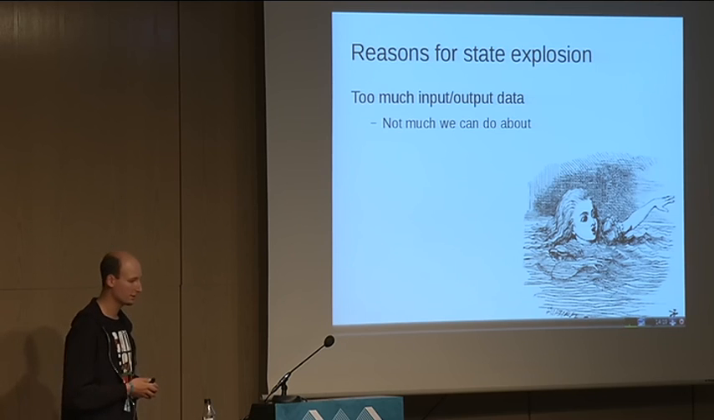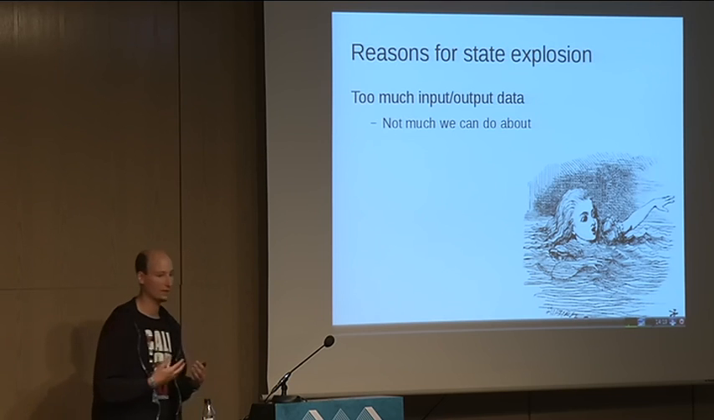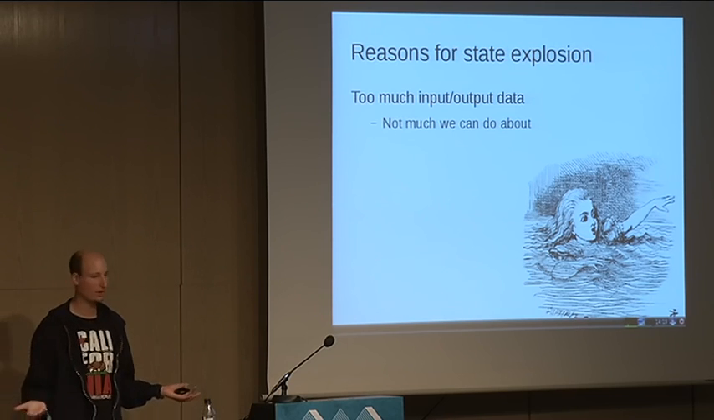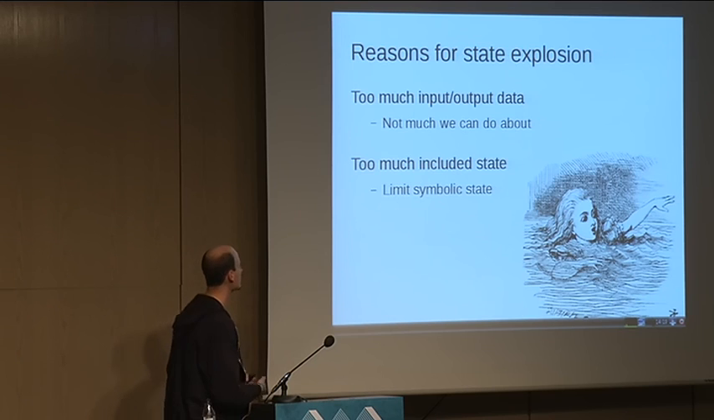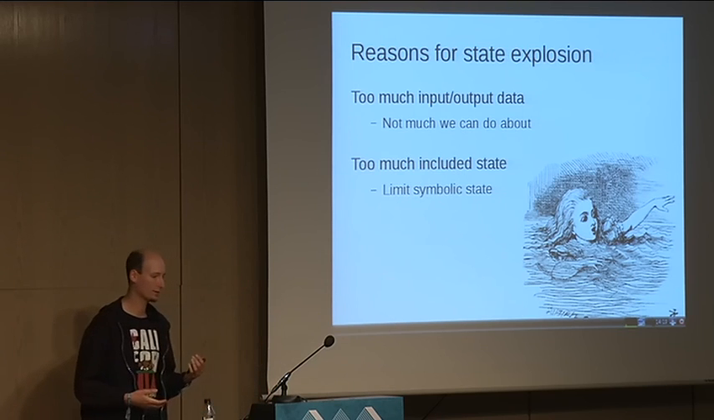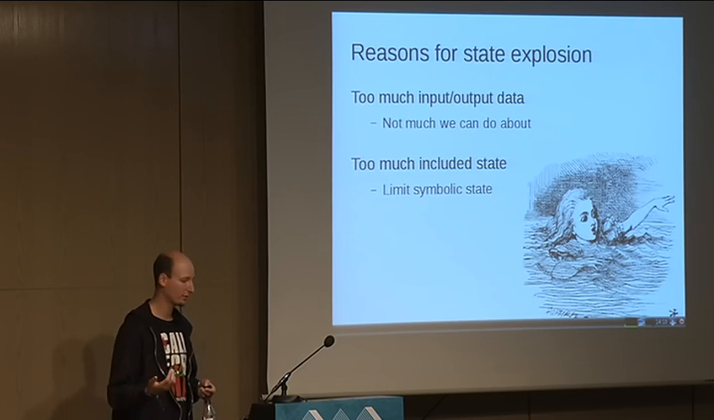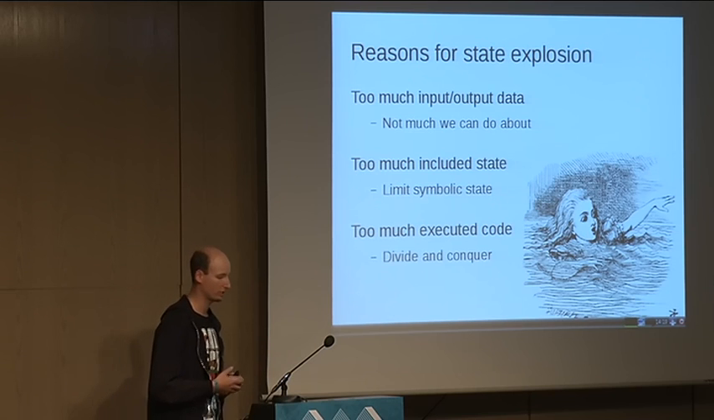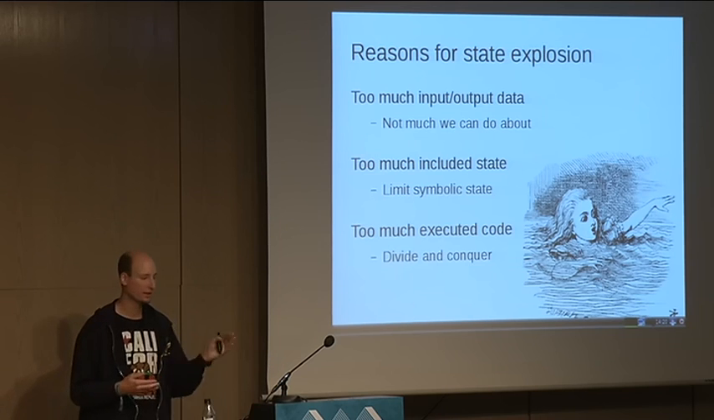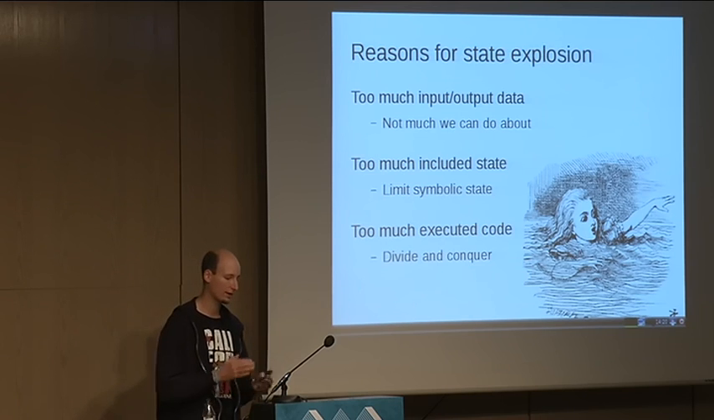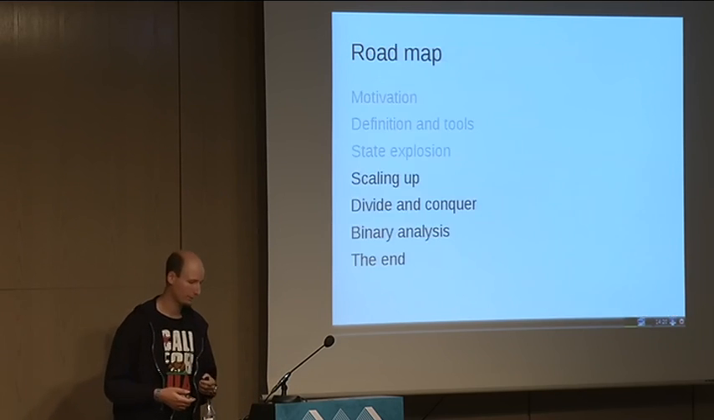So one of the reasons for the state explosion is there's too much input or output data that we're interested in. And there's not much we can do about that. That's why we wanted to scale in the first place. The other reason is that there's too much included state, so we have to limit the amount of symbolic state that we carry around. And there's too much executed code in one go, so it gets too complex for the symbolic execution engine. We have to use a divide and conquer strategy to split it up into multiple steps. And we're going to see how we do that later on.